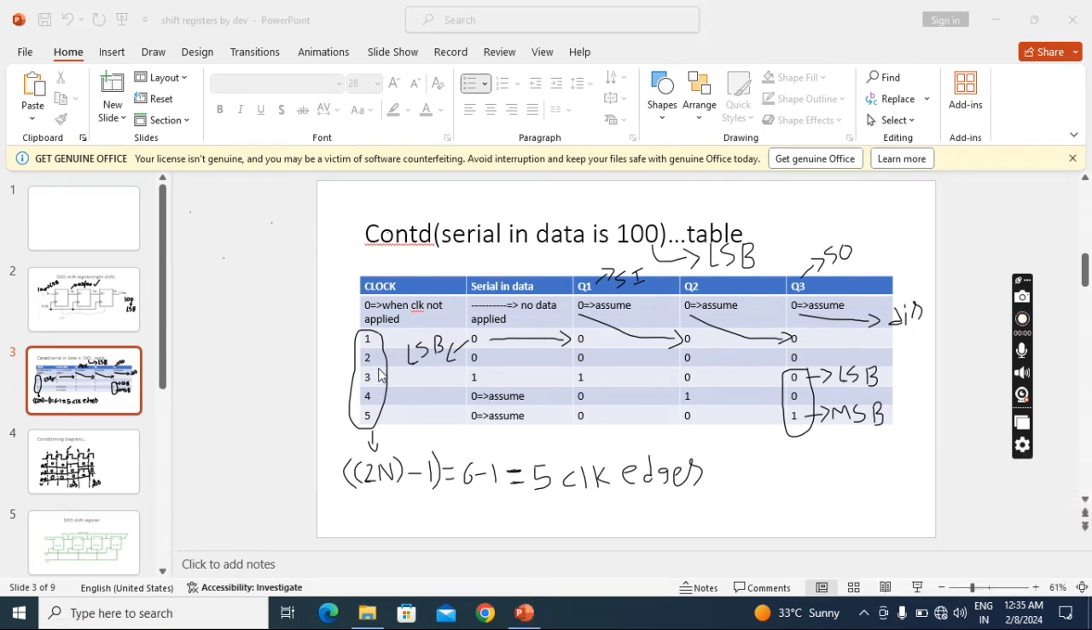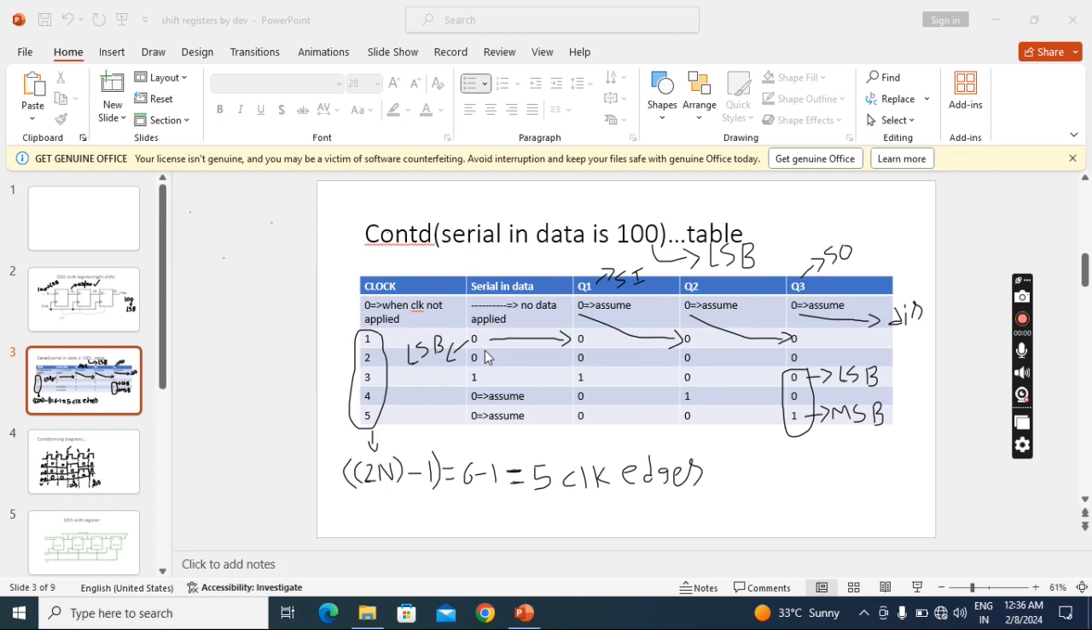Now we'll apply the second clock pulse. When I apply the second clock pulse, the second bit, this 0, will go inside. When it goes inside, the data will shift. This 0 will come here, this 0 will come here, and this 0 will be discarded. Now the third clock pulse. When I apply the third clock pulse, this last bit, the third bit, the MSB, will go. It is going inside. When it goes inside, this will come here, this will come here, and this will be discarded.